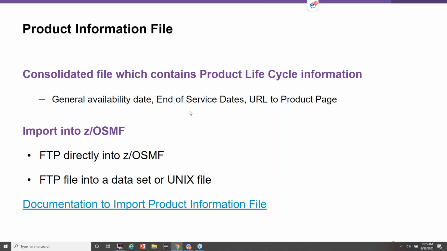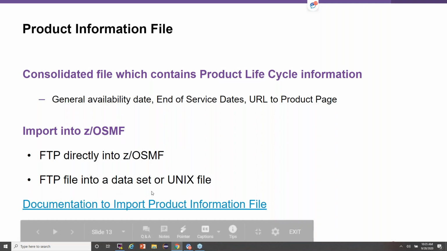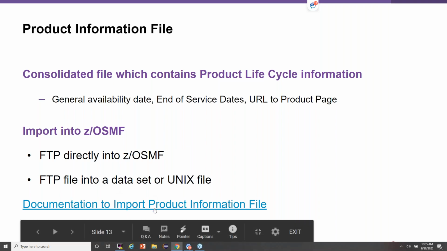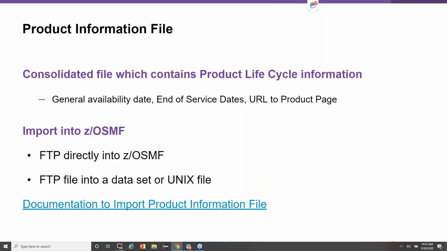The file can be imported directly into zOSMF. So if you've got access to FTP the file directly into zOSMF, you could use that option, or you can FTP the file from our download server to a data set or a Unix file on your mainframe. I've included a link to the documentation, which has the process that I'm going to briefly show you here.